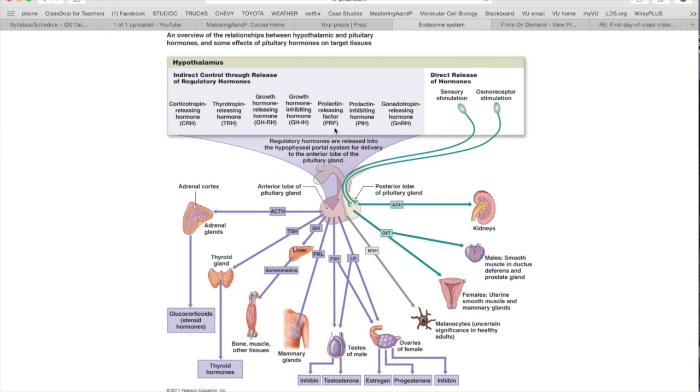Then prolactin releasing factor and prolactin inhibiting hormone. Similarly, they go to the pituitary and either promote the release or inhibit the release of prolactin. And then gonadotropin releasing hormone, GnRH, goes to the pituitary gland and causes the release of FSH and LH. We already talked about these hormones.